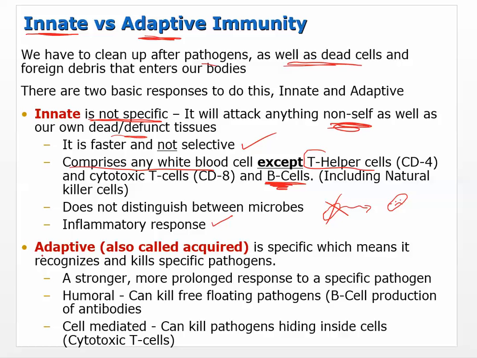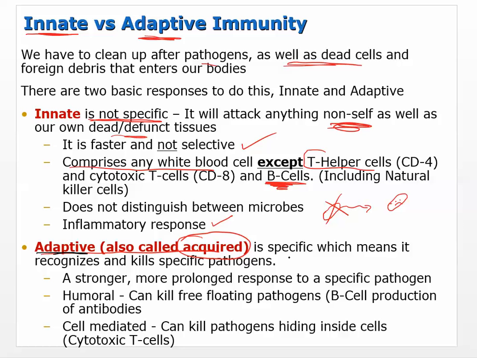So the adaptive, we'll probably spend a little more time talking about adaptive just because we haven't discussed this very much at all. It's also called acquired. Okay, so some books call it acquired, some books call it adaptive. I believe your book calls it adaptive. So that works fine.